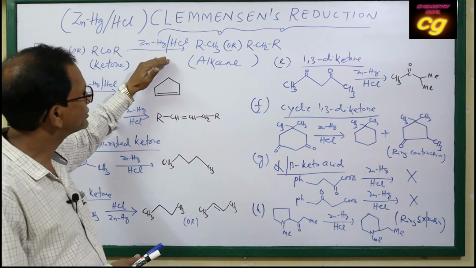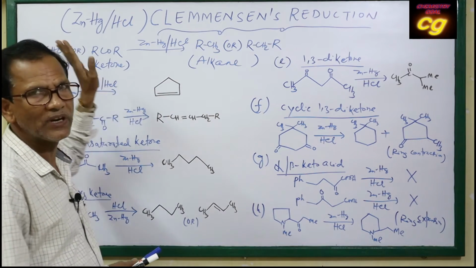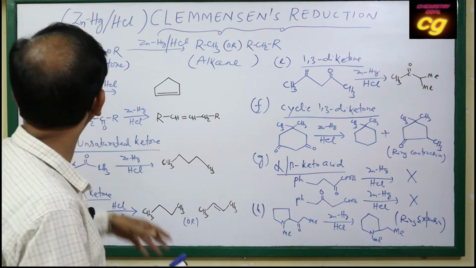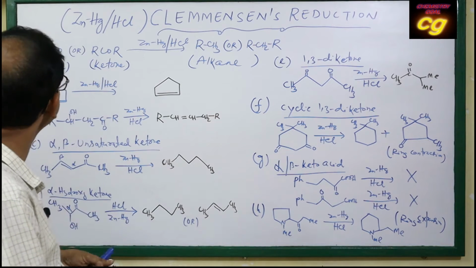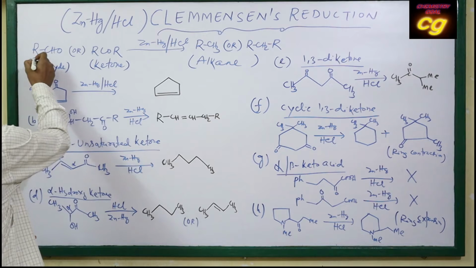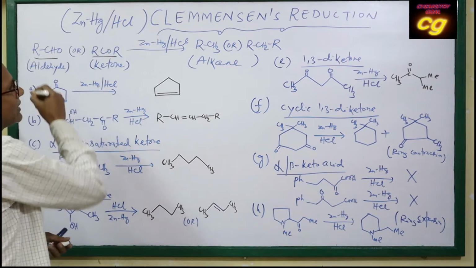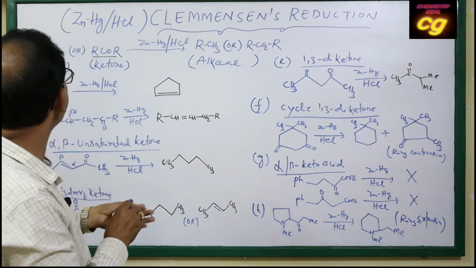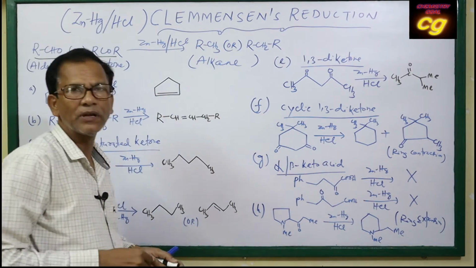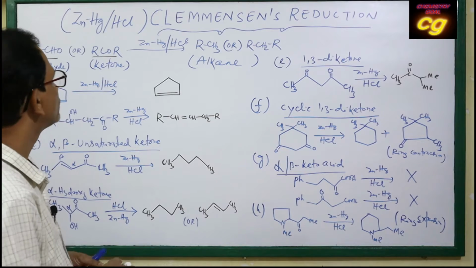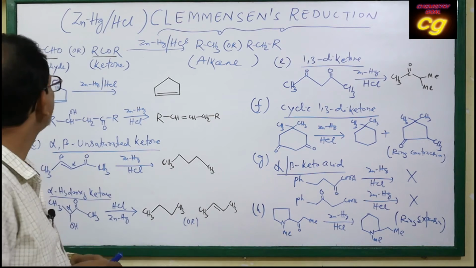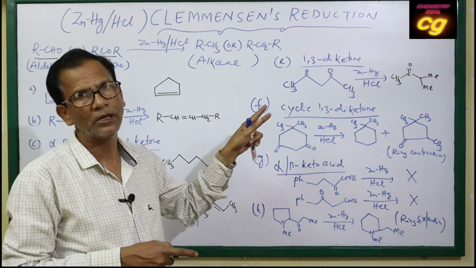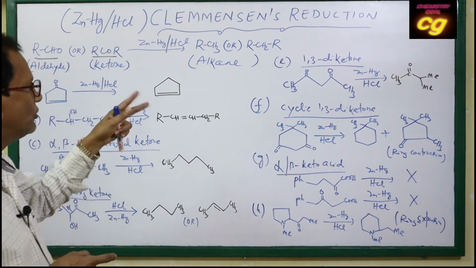In Clemmensen reduction, the keto group of aldehyde and ketone gets reduced to the corresponding alkane. For example, RCHO becomes RCH3 and RCOR becomes RCH2R, reduced to alkane. So this is the basic concept. Now we will discuss examples of the Clemmensen reduction, some basic theory, and some exceptional behavior also.